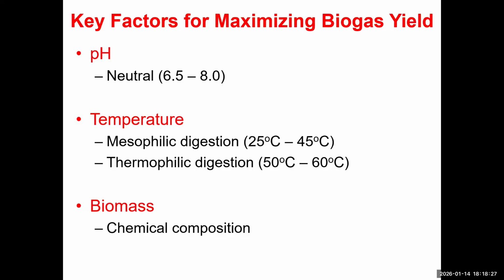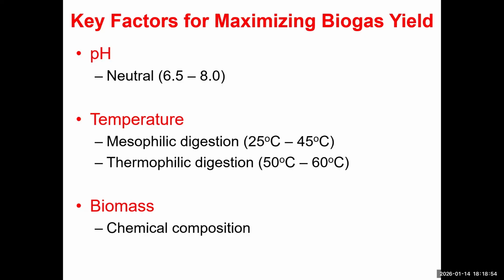So looking at pH, remember, this is a microbial based process. So pH is going to play a very important role. It is ideal for the digester pH to be maintained within the range of 6.5 to 8. And this range is actually optimal for those methane forming bacteria because they like a circumneutral pH.